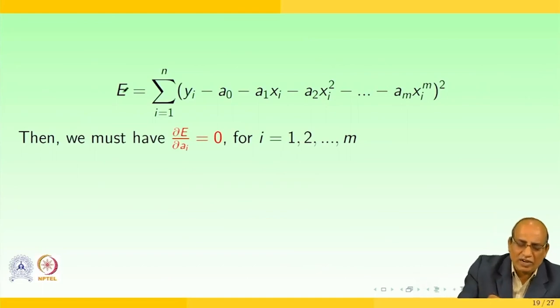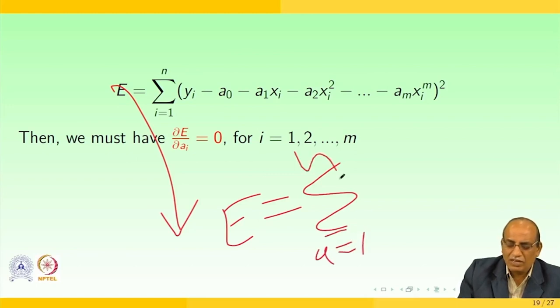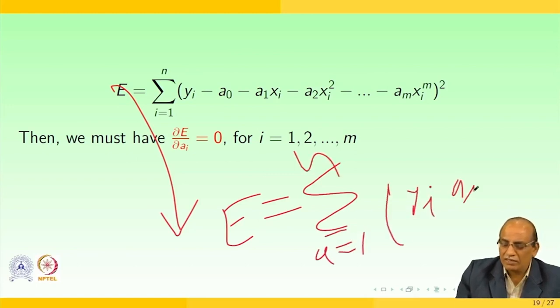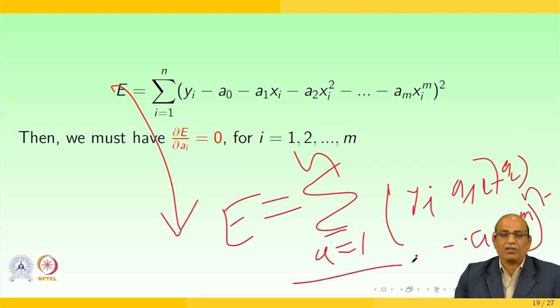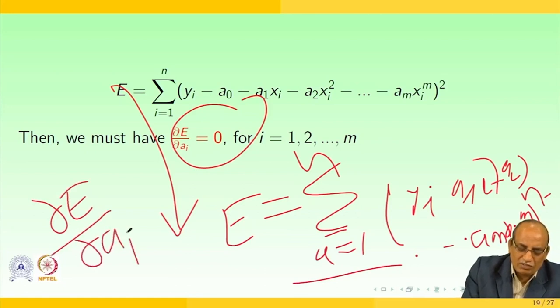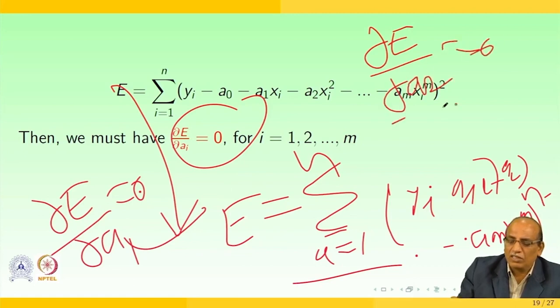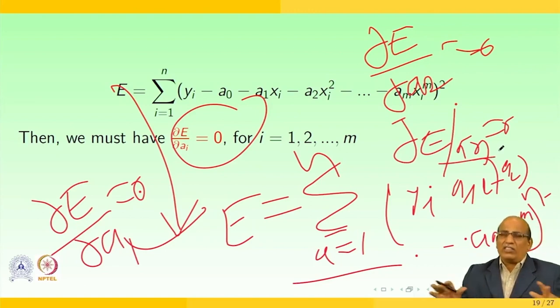Now, let us look at this. What I spoke about, I am just writing here: E is equal to the summation i equal to 1 to n of (yi minus a0 minus a1 xi minus ...). So, like that you will have am xi to the power m, whole squared. So, for the least square solution we must have dE by da0 is equal to 0, and dE by da1 is equal to 0. These are the parameters. In general, dE by dam is equal to 0. That means all the residues become 0 with respect to the first derivative, so that we do get an equation. Let us see.